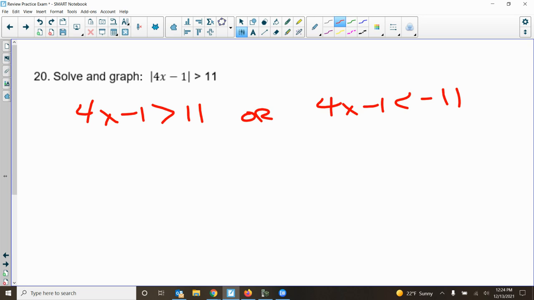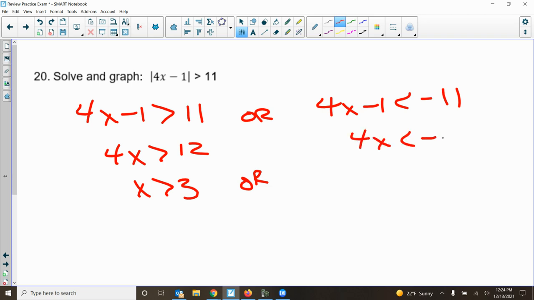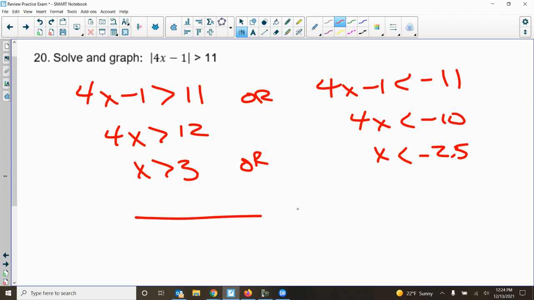Okay? Add 1. Divide by 4. So x is greater than 3, or add 1, divide by 4, or x is less than -2.5. Okay. And then graph it.